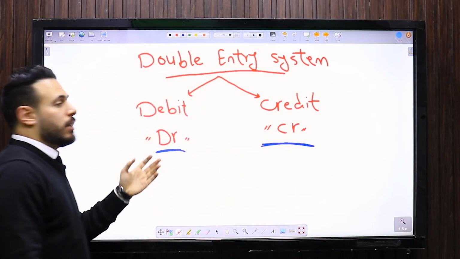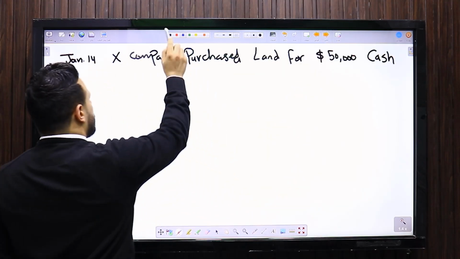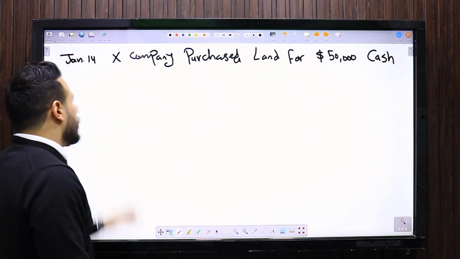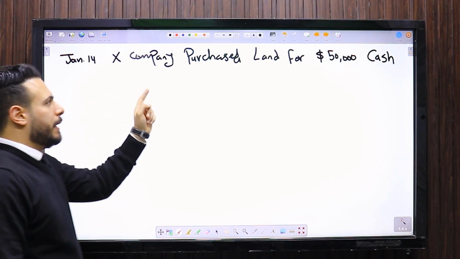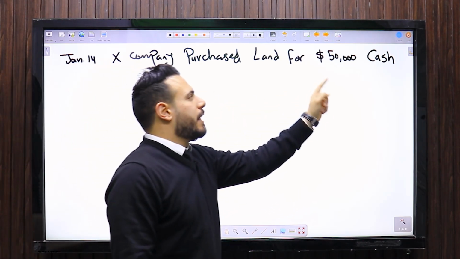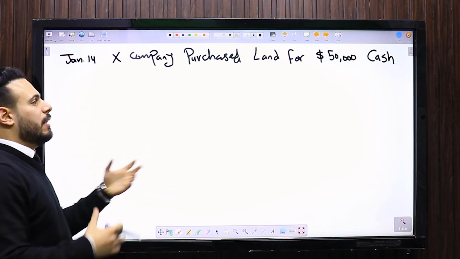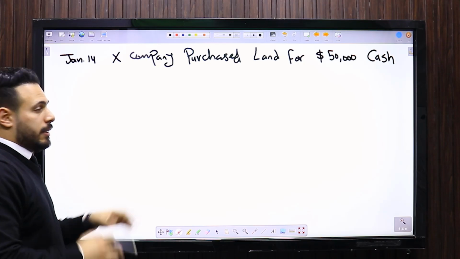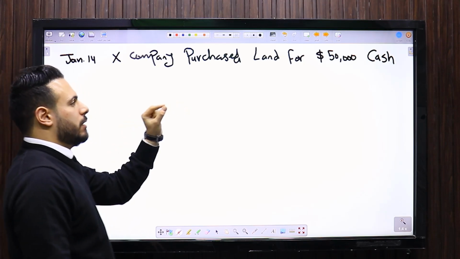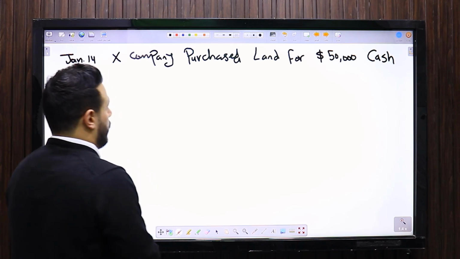Let's take a transaction and solve it. This example is a transaction on Jan 14: X company purchased land for $50,000 cash. I want to analyze this transaction, then record it. Step number 1, we analyze this transaction. How will we analyze this transaction?